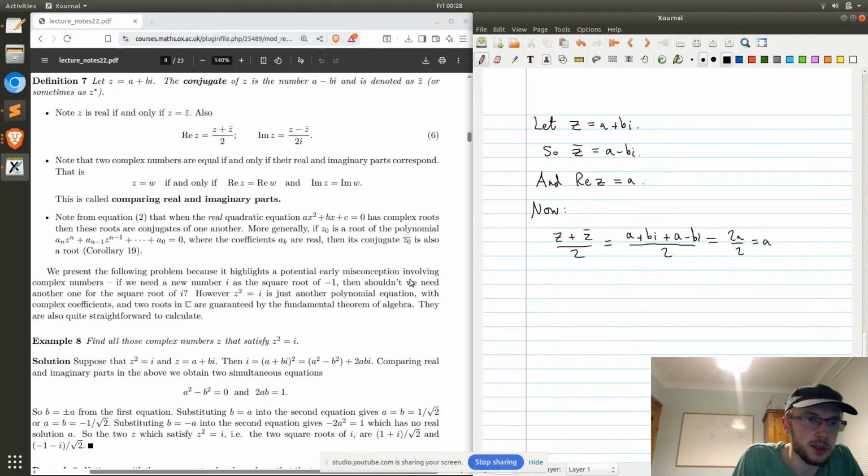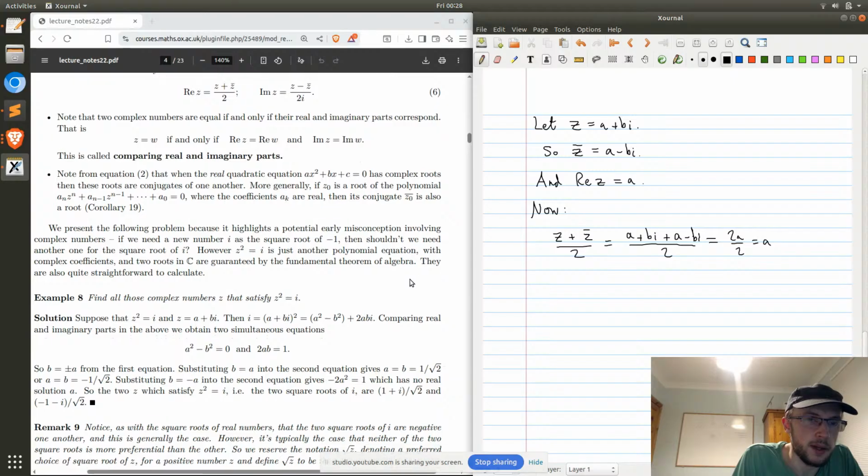Note from equation 2 that when the real quadratic equation ax squared plus bx plus c equals 0 has two complex roots, then these roots are conjugates of one another. More generally, if z0 is a root of the polynomial p of z, where the coefficients a_k are real, then its conjugate z0 bar is also a root.